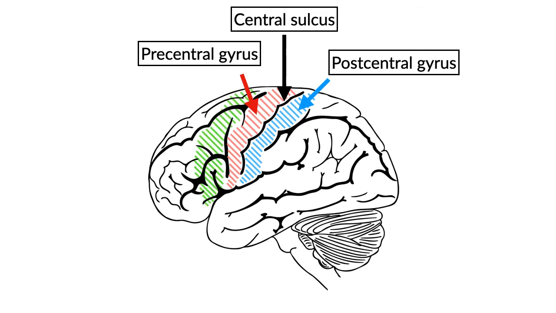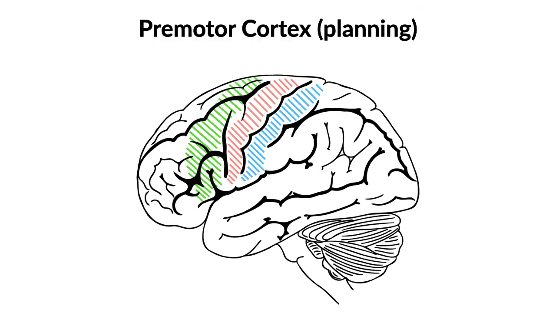Very well organised. Now we're going to go forward, or anterior, to the pre-central gyrus, and this is what's known as the premotor cortex. It's also known as a planning area. Now this is an area of the brain where the different muscle movements, in order to execute an action, are coordinated within this area and sent to the primary motor cortex.